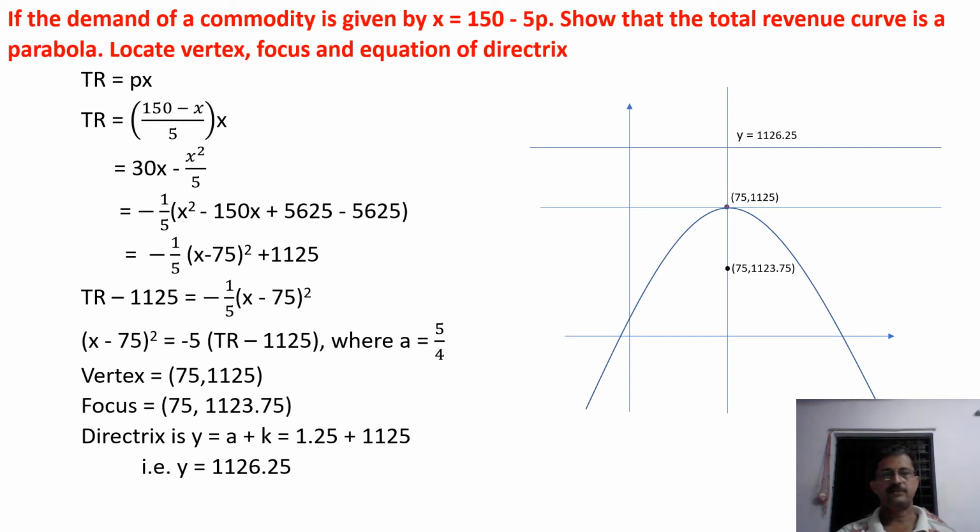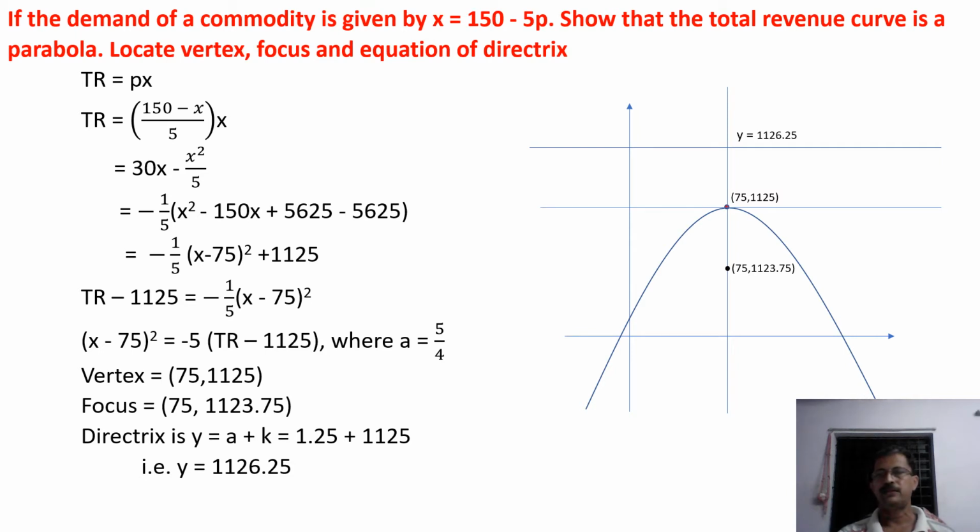Square is for x, and because of this minus sign, the parabola is opening downwards. Its vertex coordinates are 75 and 1125. This is the vertex. The distance between directrix and vertex is a, that is 5 by 4 equal to 1.25. This distance is 1.25, and that distance is also the distance between vertex and focus.